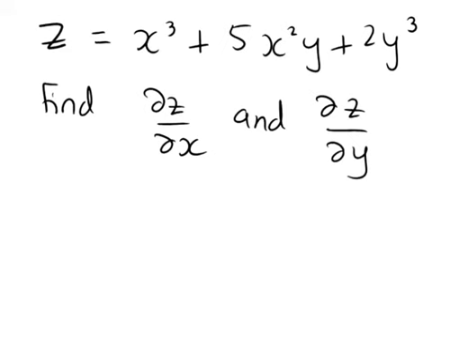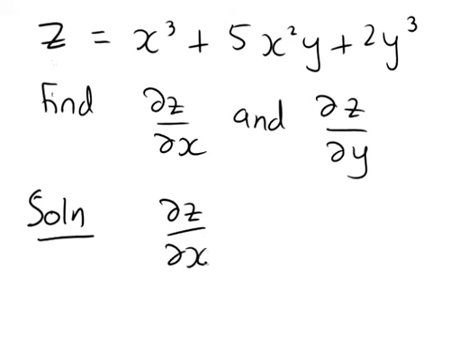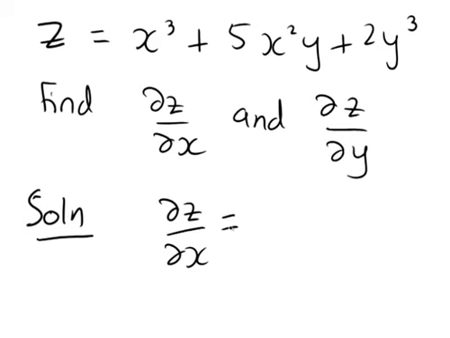And first of all, let's work out ∂z/∂x. When we're partially differentiating z with respect to x, we need to treat any variables other than z and x as if they are constants. So here, for instance, y will be held constant.